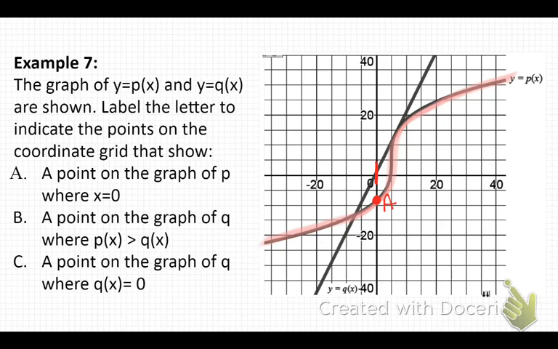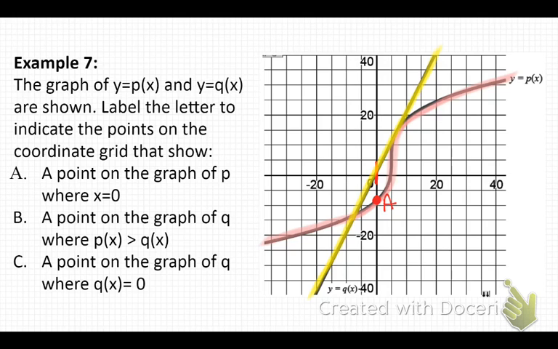Okay, for the second one, a point on the graph of Q. So this point is going to go on the line. So a point on the graph of Q, where P of x is greater than Q of x. So do you see how this line kind of cuts the squiggle into two parts? Do you agree with that?